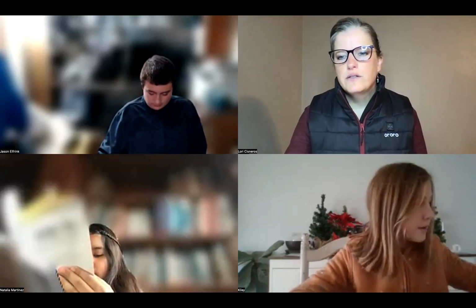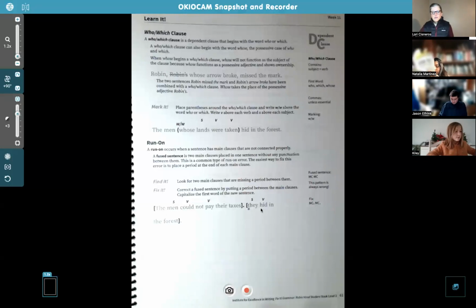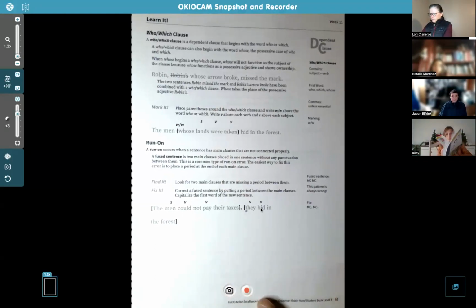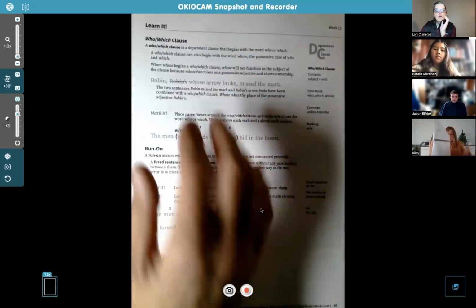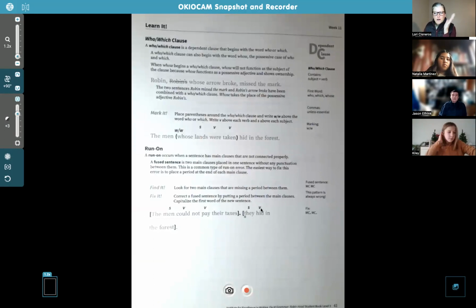Alrighty, so we're going to start on page 61 in your grammar books. 61. And talking about the who, which clause, which is so nice because we already know about those. You guys use those in your writing already. So now you're going to start labeling them in your grammar books. See, it kind of comes together, both the writing part of the class and the grammar part of the class.